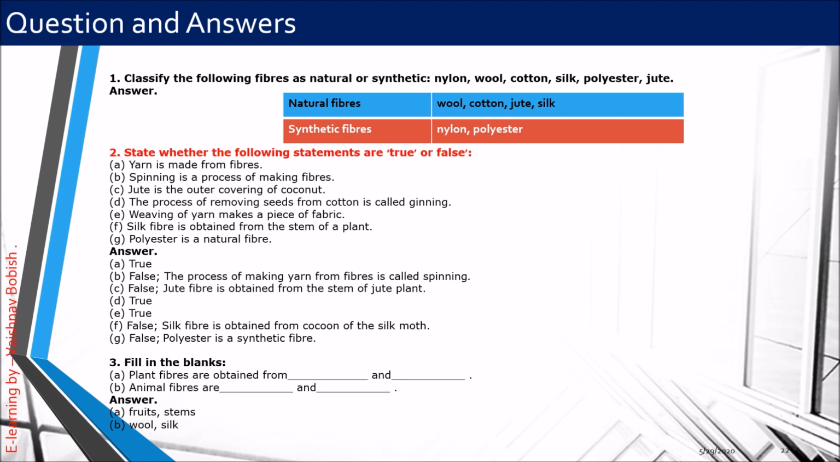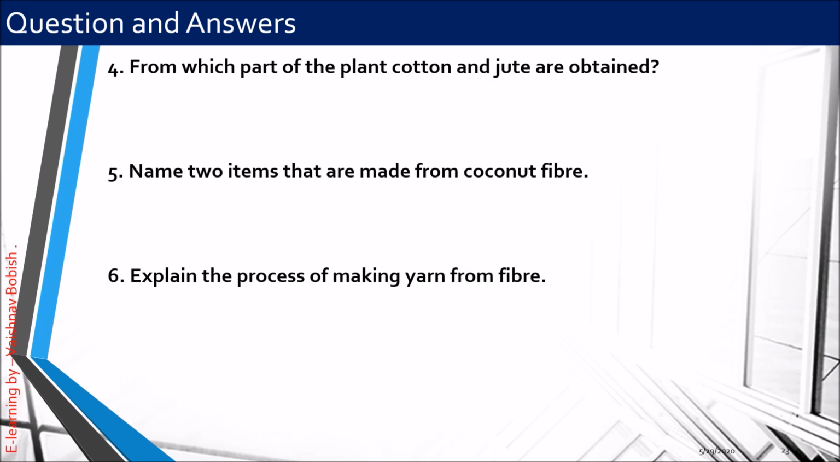Third question, fill in the blanks. The answers are fruits, stems for the first one. The second one is wool and silk. From which part of the plant cotton and jute are obtained? Name two items that are made from coconut fiber. Explain the process of making yarn from fiber.